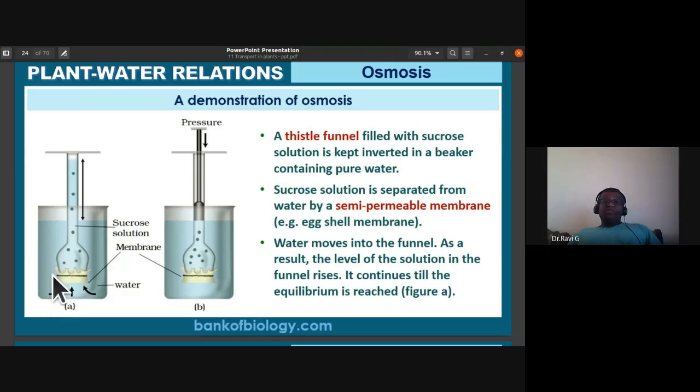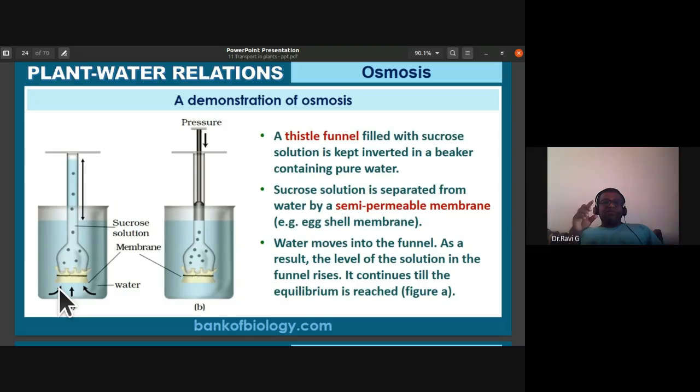The mouth of this thistle funnel is covered by a semi-permeable membrane obtained from the eggshell membrane. How do we obtain this eggshell membrane? A small hole is made in the egg and all the contents of the egg are removed. Then this shell with the eggshell membrane is kept in dilute HCl. The calcium part of the eggshell dissolves and we get the shell membrane. That is how we obtain the eggshell membrane.